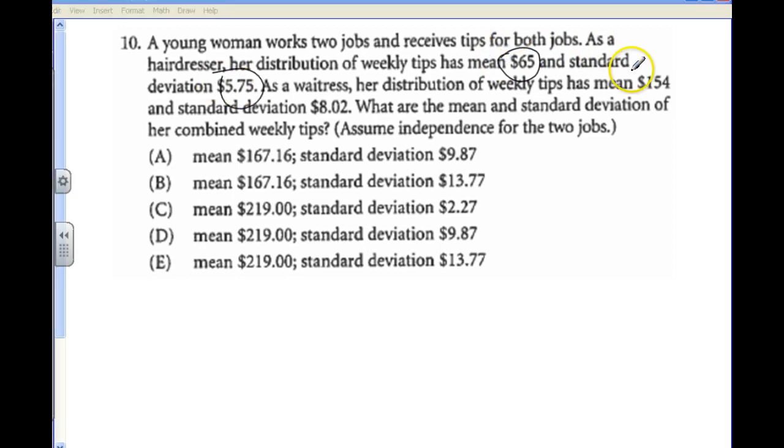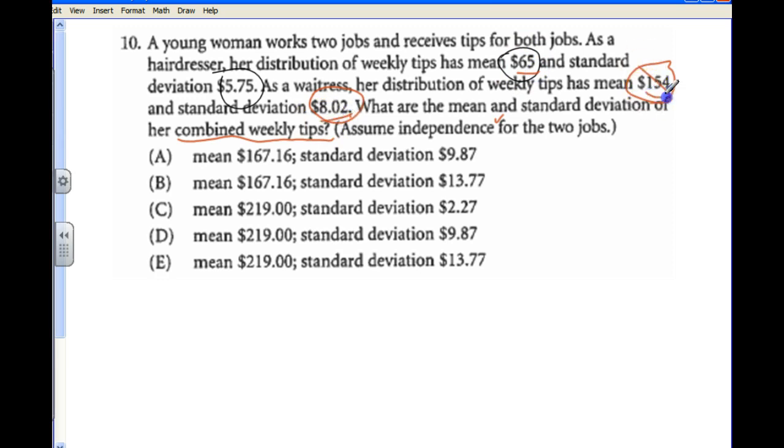And then the other job, mean of 154, and standard deviation of 8.02. What are the mean and standard deviation of our combined weekly tips? So assume independence for the two jobs. So we're treating these as independent random variables. When you add up the means, you literally just add up the means.